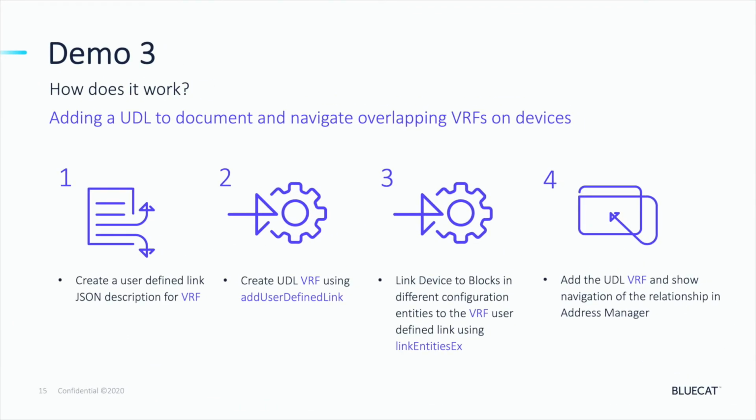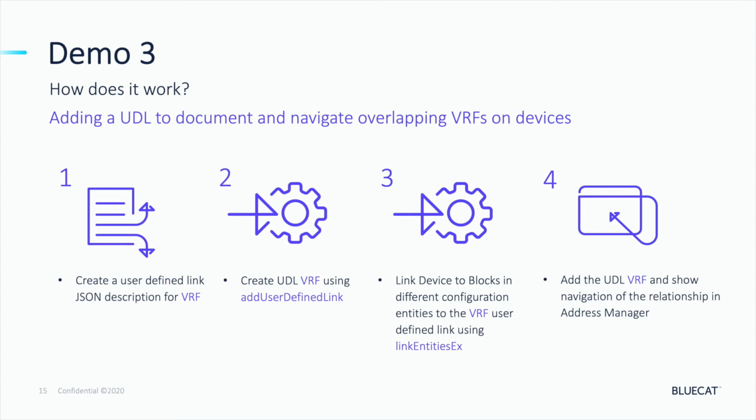In Demo 3, we're going to be creating a new UDL for VRFs, e.g. virtual router functions, where the destination address block will reside in different Address Manager configurations. This is because VRFs may have overlapping address space, and we'll be mapping this back to the device type as a source entity. This will allow the user to see on their router devices which address blocks in different configurations make up the relationship and also navigate between them.